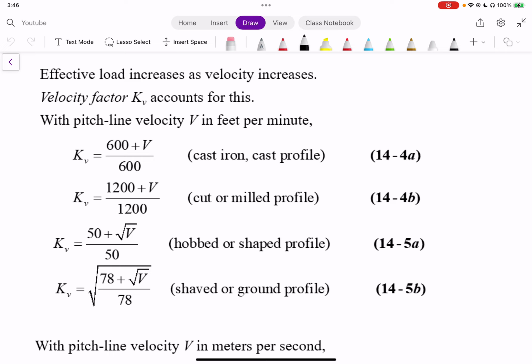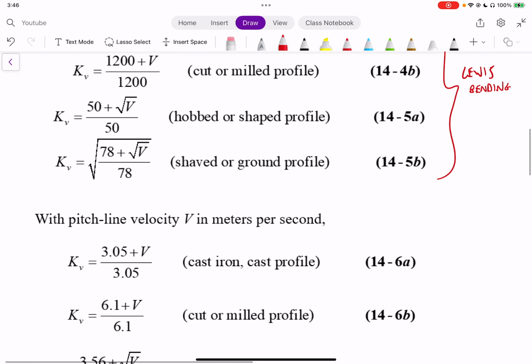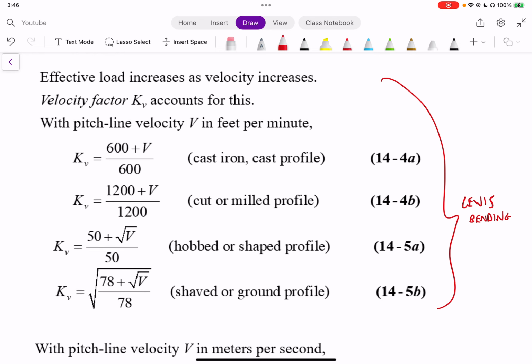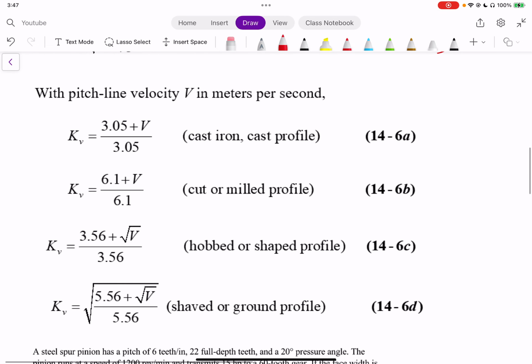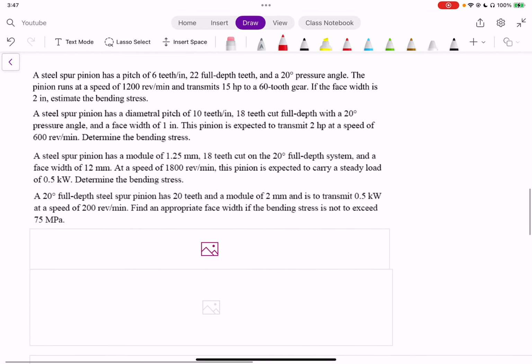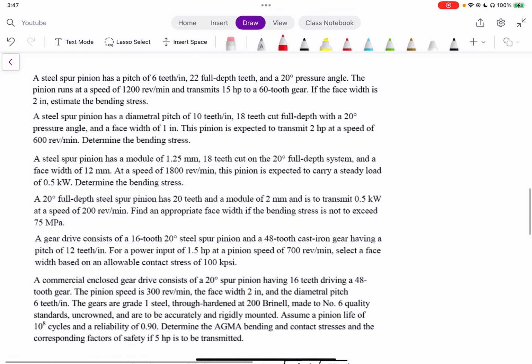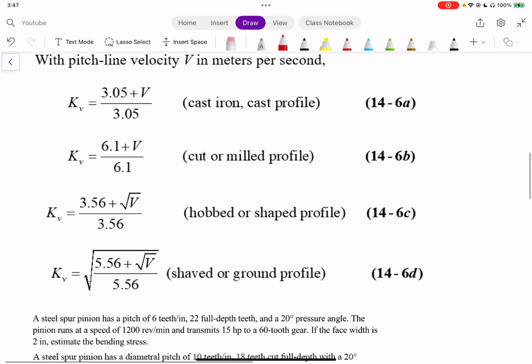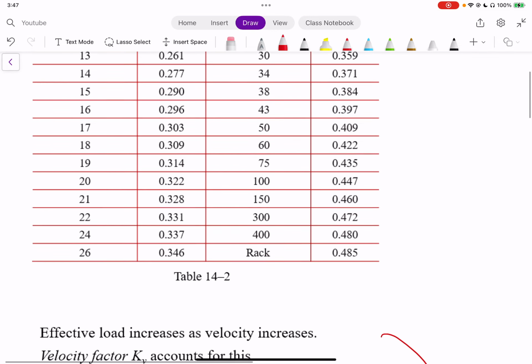And these velocity factors are for the Lewis bending equation. So these are Lewis bending equation factors. And we have factors in US units where velocity is in feet per minute. And we have factors in meters per second. And we'll talk about that in a second. You'll also have all the example problems that we have for this module as well that we're going to be doing throughout this module in this attached handout.